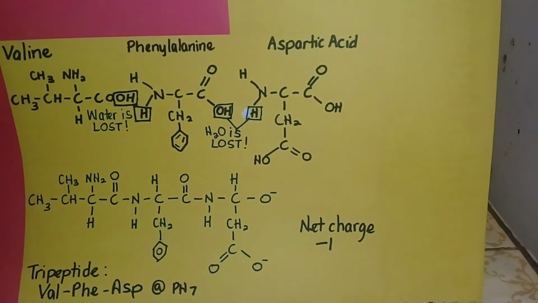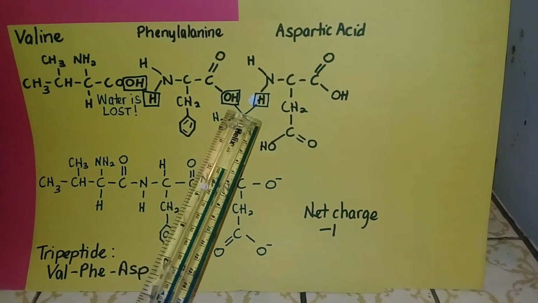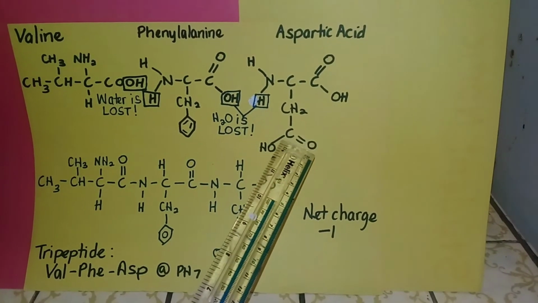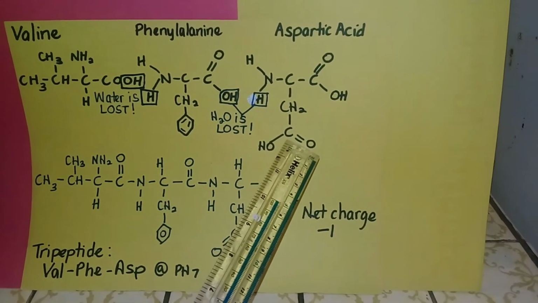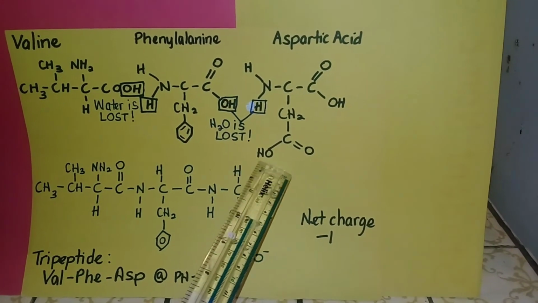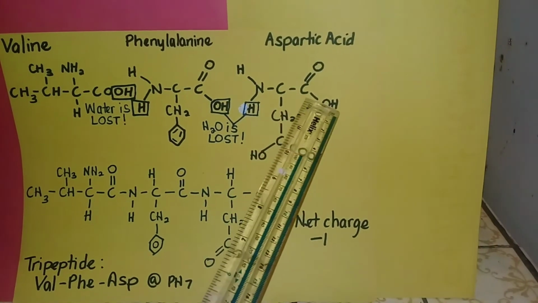In aspartic acid, we have N. We have a hydrogen bonded to it. Another hydrogen here. We have a carbon. We have a CH2 with another carbon bonded to it and a double bonded oxygen and a HO group. Then we have a carbon with a double bonded oxygen and an OH to the end.